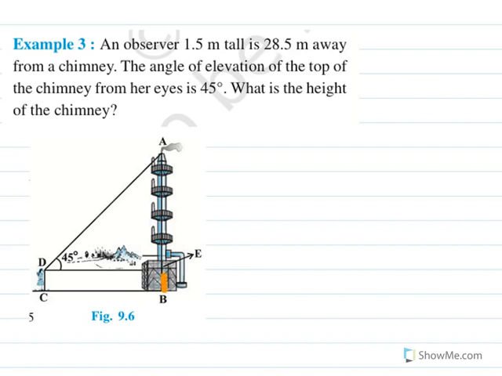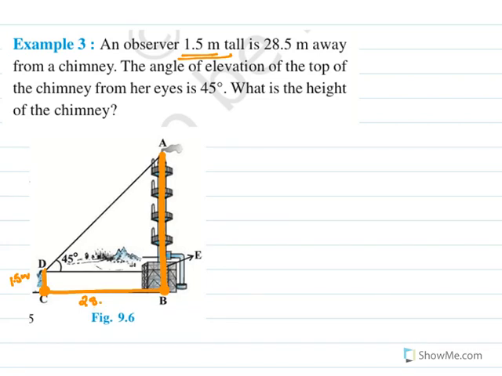So first we have the chimney. AB is the chimney, and there is this person or a girl who's 1.5 meter tall. So here is the girl, 1.5 meter tall. She is 28.5 meter from the chimney. B is the foot of the chimney, and this is the girl, and the distance between them, this distance BC, is 28.5 meter. The angle of elevation is 45.